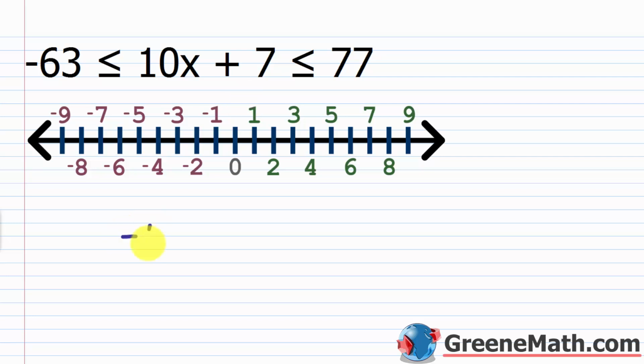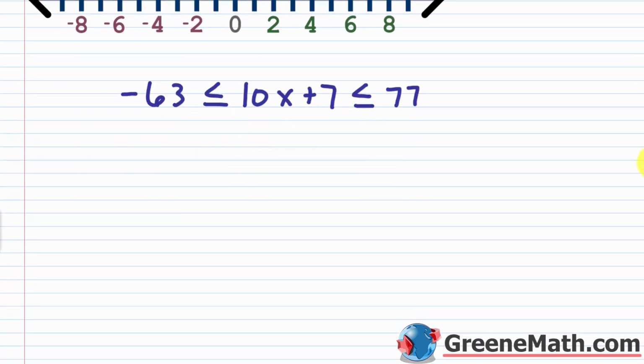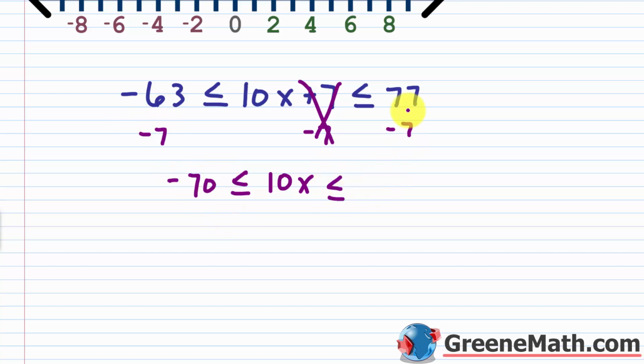So we have -63 is less than or equal to, again, 10x plus 7, which is less than or equal to 77. Okay, so let's solve this guy. Very, very easy. I want to isolate x in the middle. So since 7 is being added to this term 10x, I want to subtract 7 away from each part. Okay, so from each part. So that's going to cancel. So in the middle, I'll just have 10x. And then on the left-hand side, negative 63 minus 7 is negative 70. On my right-hand side, 77 minus 7 is going to be positive 70.